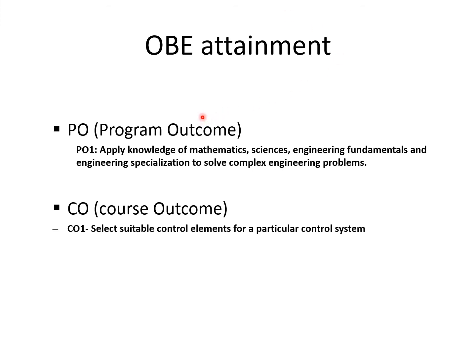For the OB attainment, this chapter is mapped to PO number 1, which is apply knowledge of mathematics, science, engineering fundamentals, and engineering specialization to solve complex engineering problems. The course outcome for this topic is CO number 1, which is select suitable control element for a particular control system.